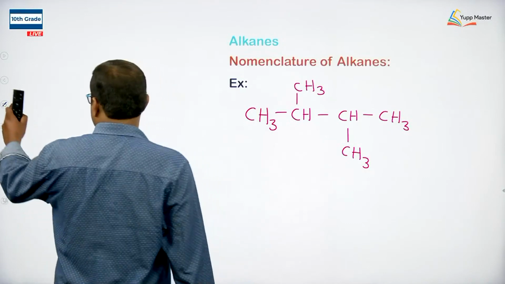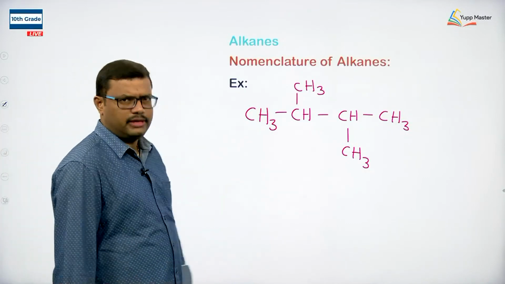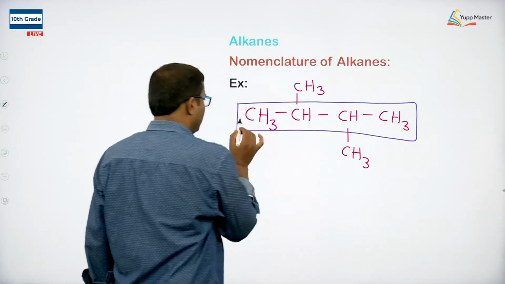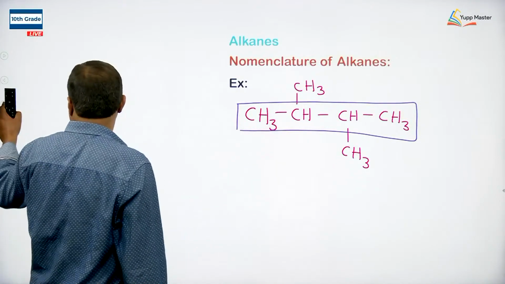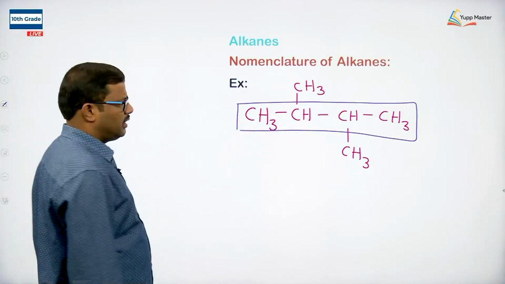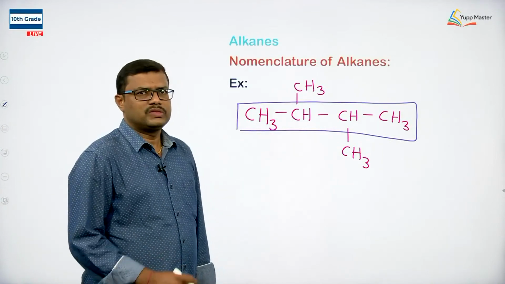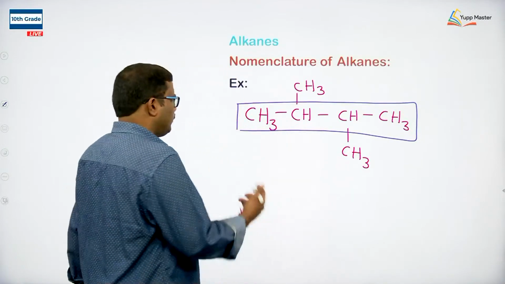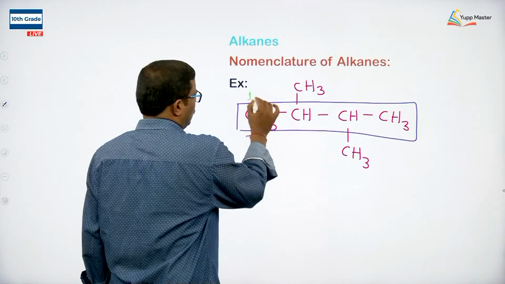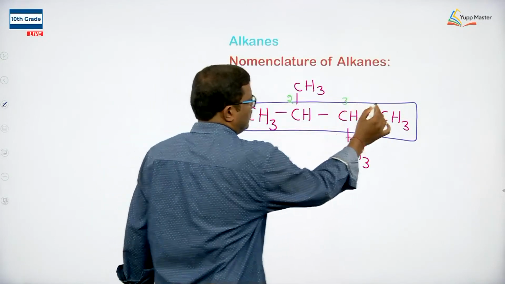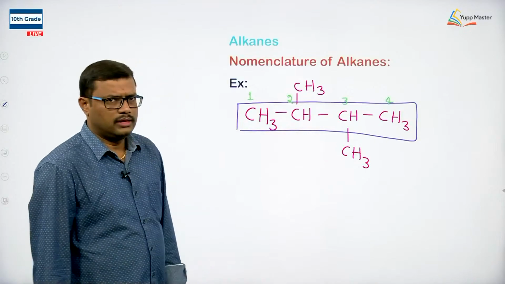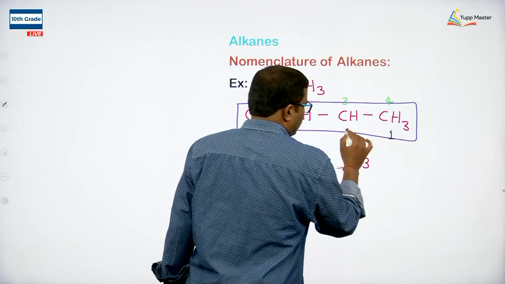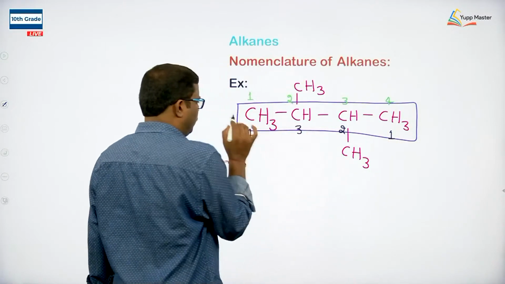First and foremost, select the longest carbon chain containing the maximum number of carbon atoms, the continuous chain. After selecting the continuous carbon chain, we have to number the carbon atoms such that the substituted carbon atom gets the lowest possible number. Let me proceed from left to right: 1, 2, 3, 4. Otherwise, if we go in the reverse direction, it is 1, 2, 3 and 4.